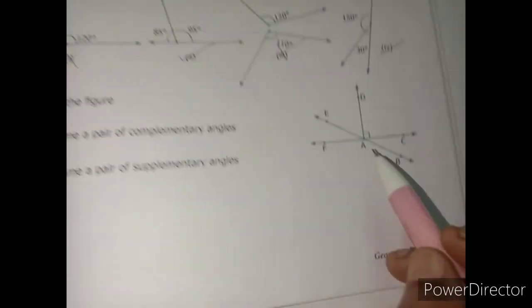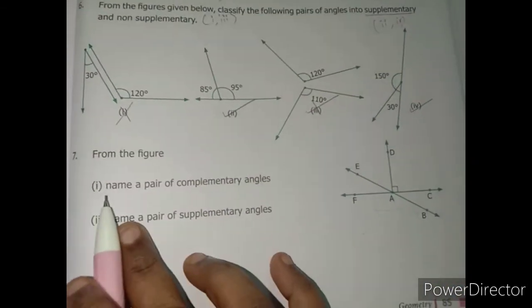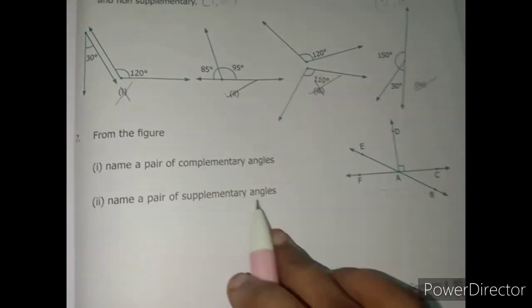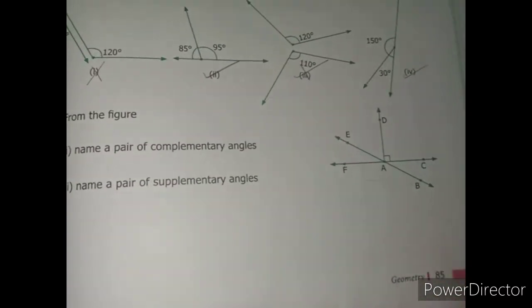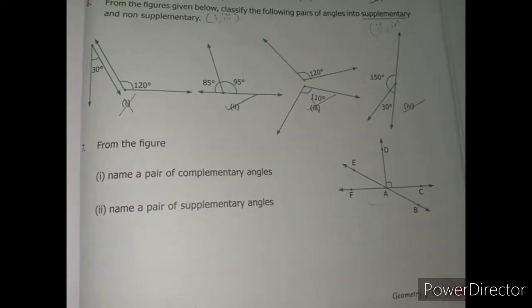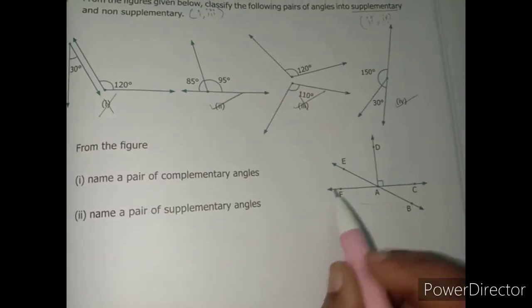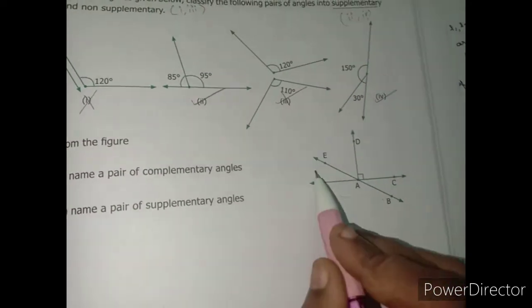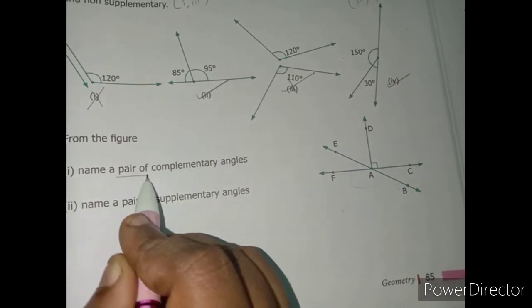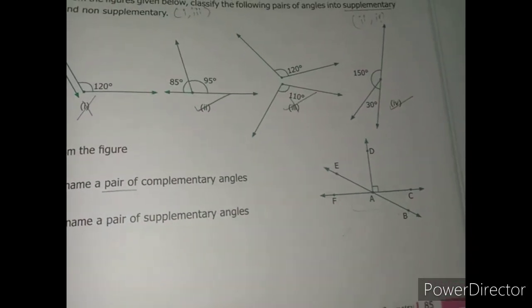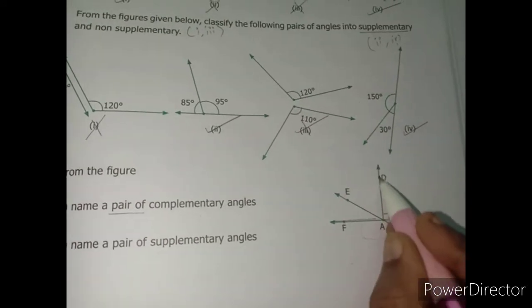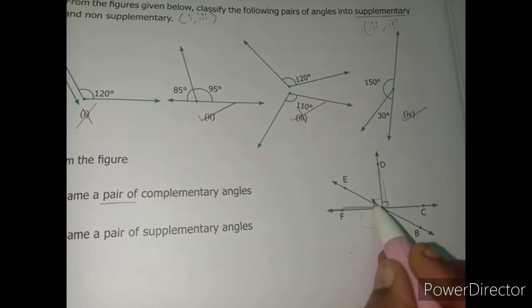From the figure, see this is the figure. Name a pair of complementary angle. Name a pair of supplementary angle. So we all know what is complementary angle, which is giving 90 degree. See here, complementary angle. They have mentioned a pair. Okay, while adding two angles, it should give complementary. See this one here. So this is a complementary angle which is giving 90 degree.